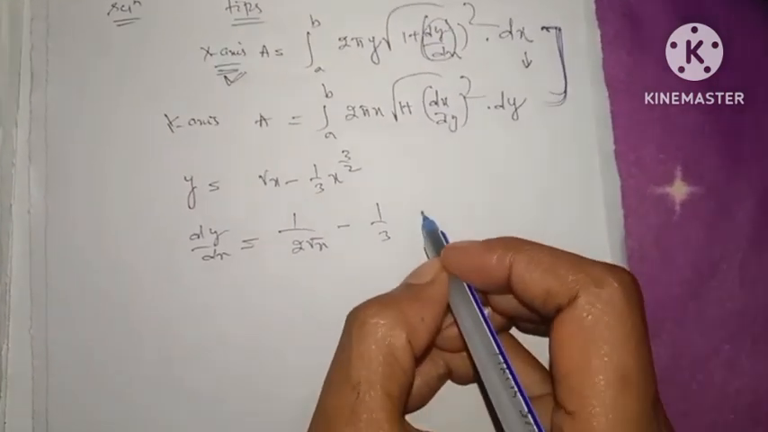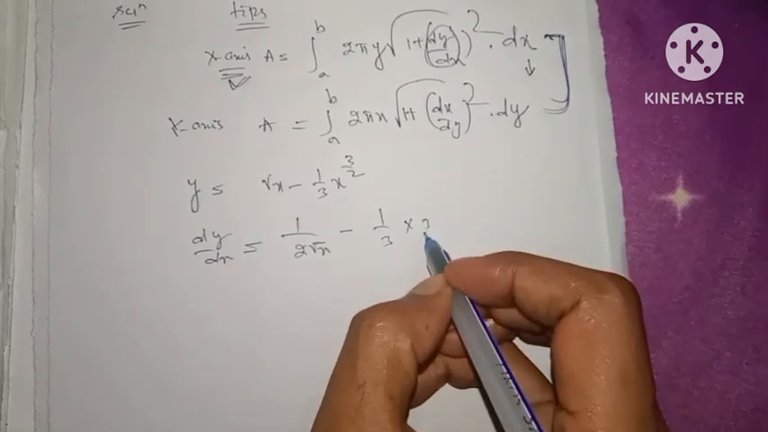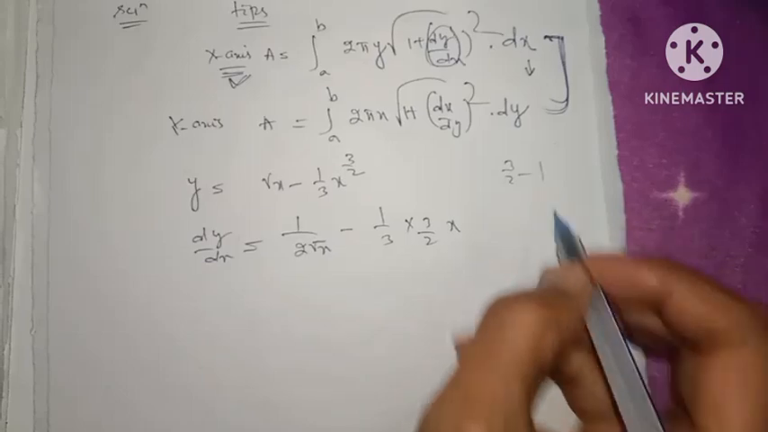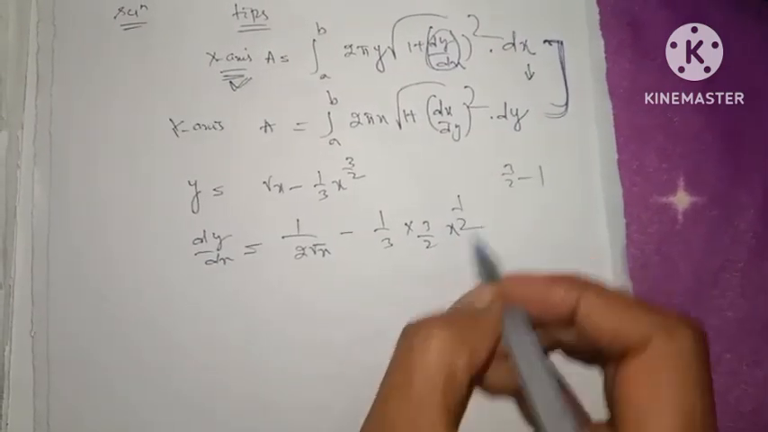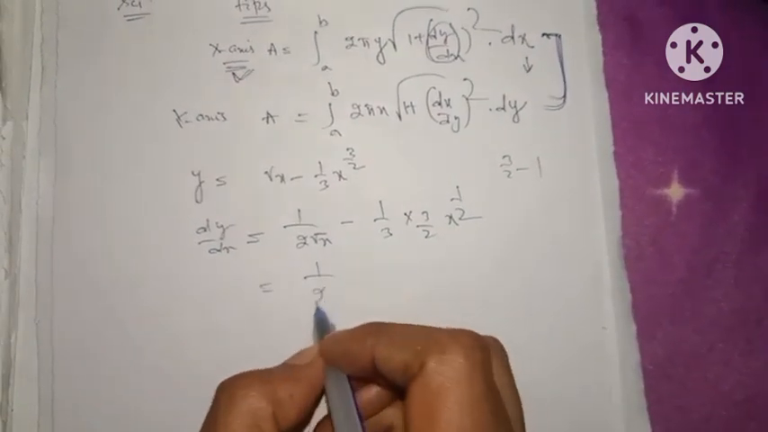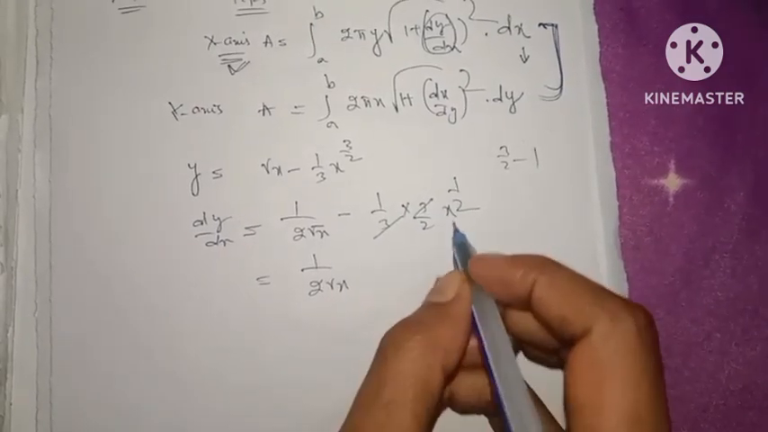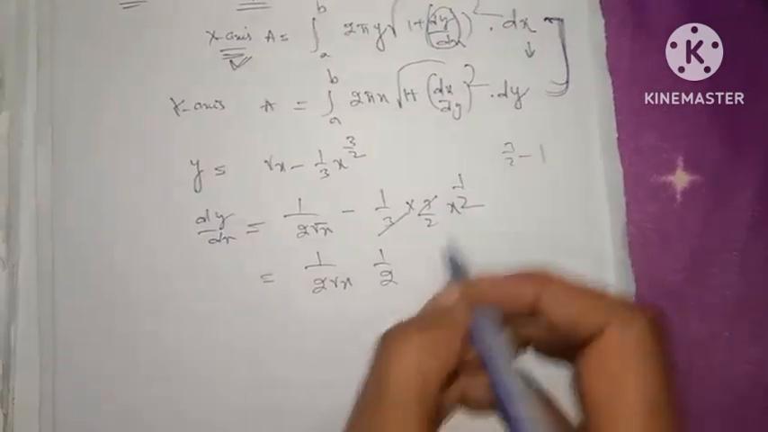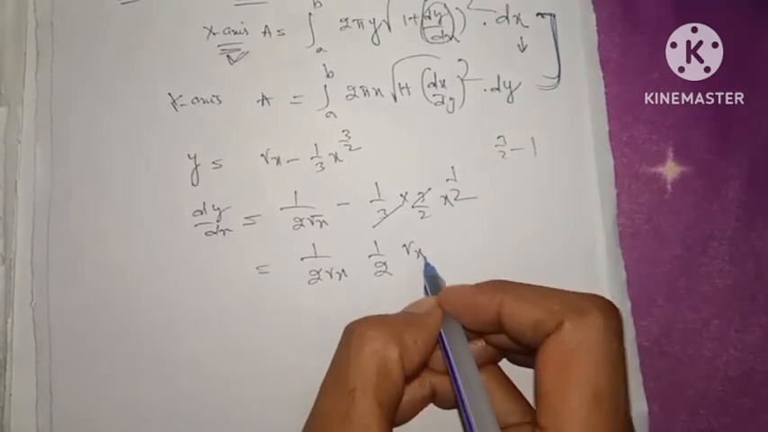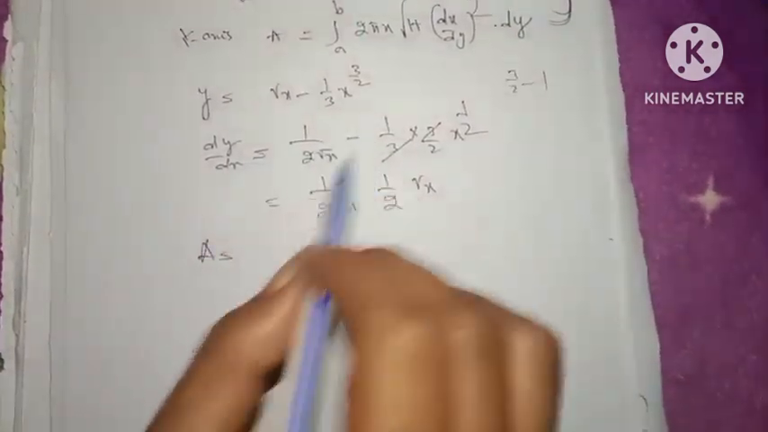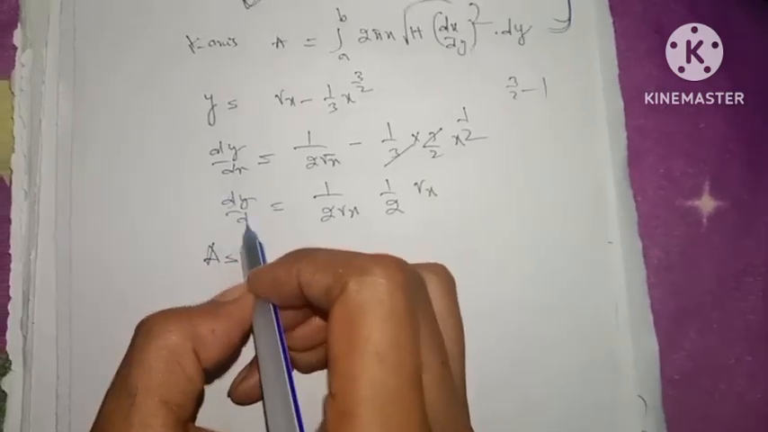What is the derivative of x to the power 3 by 2? It is 3 by 2 x to the power 3 by 2 minus 1. When you subtract, 3 by 2 minus 1 is 1 by 2. So I will write 1 by 2 root x. The 3 will cancel, then 1 by 2 is x to the power half, which I can write as root x. This is the derivative dy by dx.